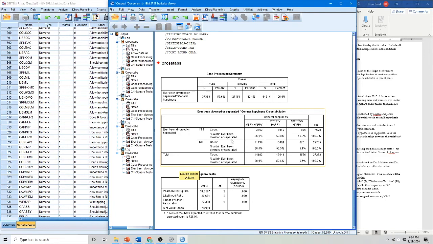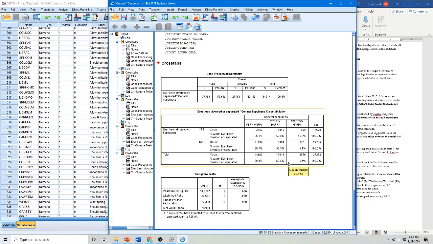For those who have been divorced, 36% are very happy, 53% are pretty happy, and just under 11% are not too happy. For those who have never been divorced, 38.4% are very happy, 52.5% are pretty happy, and just over 9% are not too happy. And then you can see the totals among the combined categories.